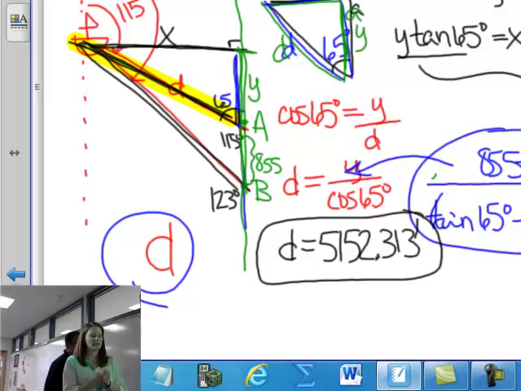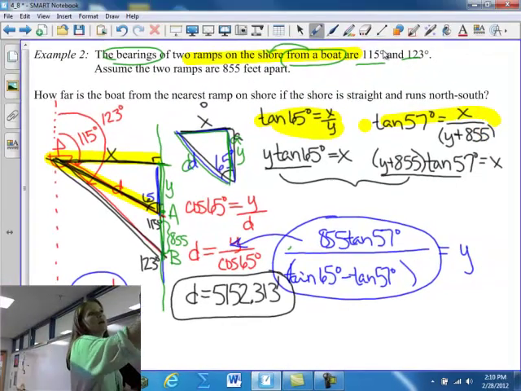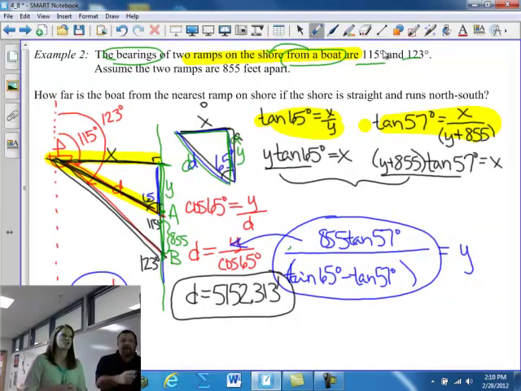All right, a couple of things made this problem a little bit more complicated. The first thing was that we were going from the boat to the shore. That's a little tricky. The ones on the homework are not that bad. You will have triangles embedded inside of other triangles. So you're going to want to look for a side that they share and make sure that side is involved in both of the original trig equations. Or you might end up just having to combine two sides, like this side here, with y plus 855.